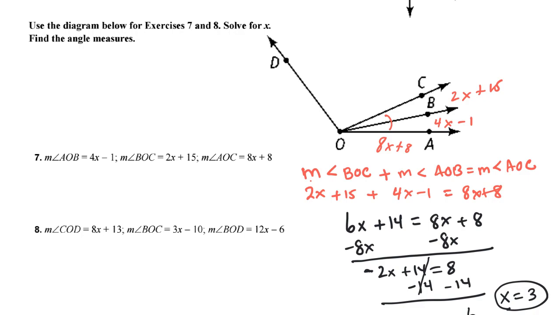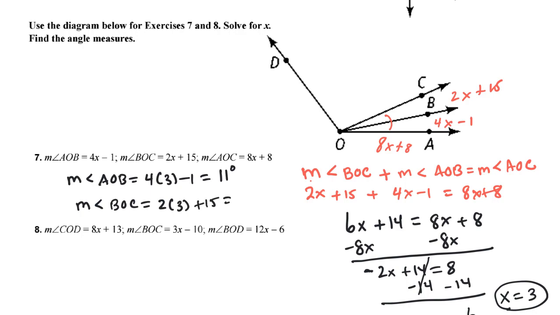So now we're going to find the measurement of each angle. The measurement of angle AOB is 4 times 3 minus 1. 4 times 3 is 12. 12 minus 1 is 11 degrees. The measurement of angle BOC is 2 times 3 plus 15. So 2 times 3 is 6, plus 15 is 21 degrees.